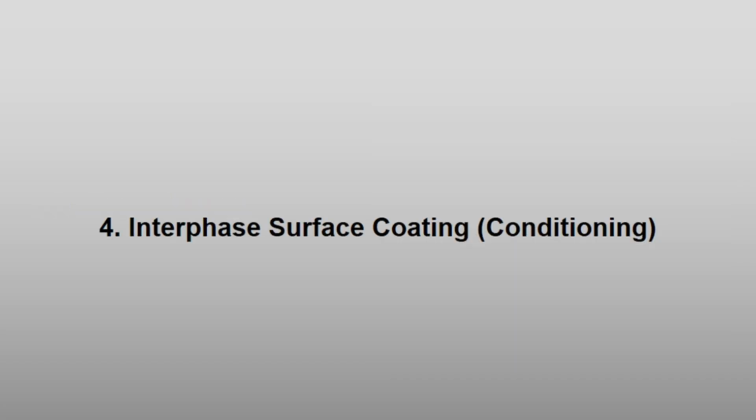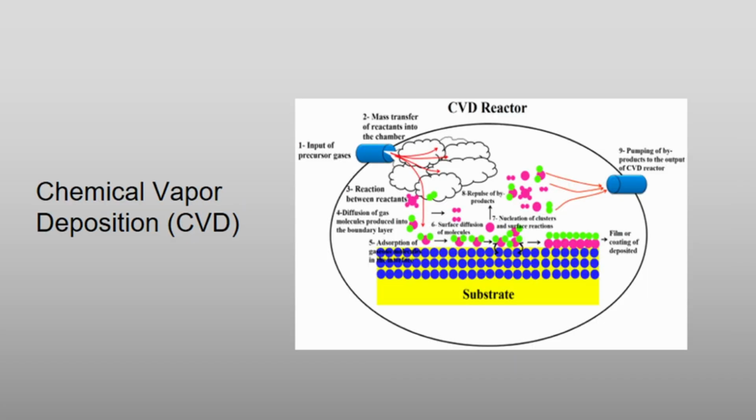Step 4. Interface surface coating. Conditioning. Chemical vapor deposition. The woven fiber is placed in a gaseous reactor chamber. This diagram details the core transfer sequence within a high-temperature deposition chamber, tracking the mass transfer of precursor gases. Boundary layer diffusion. Surface absorption and film growth.